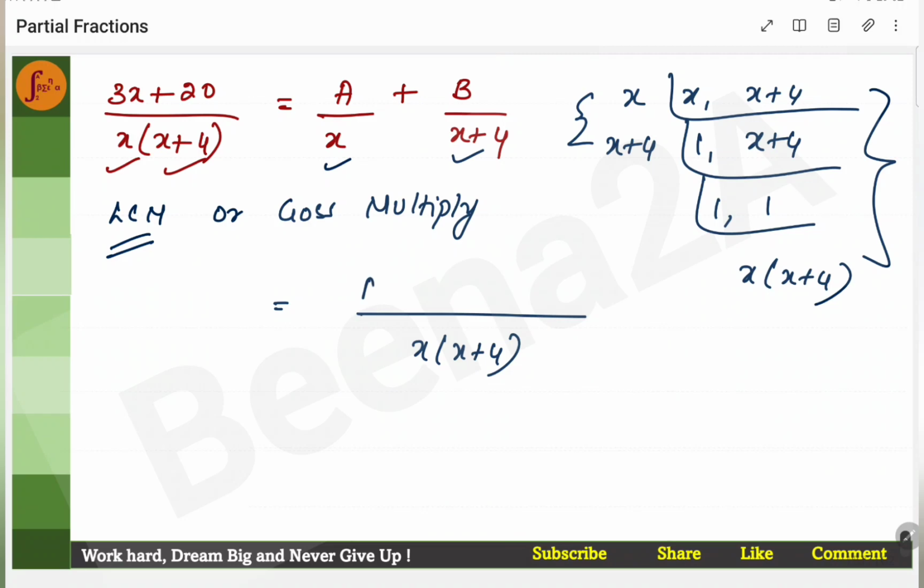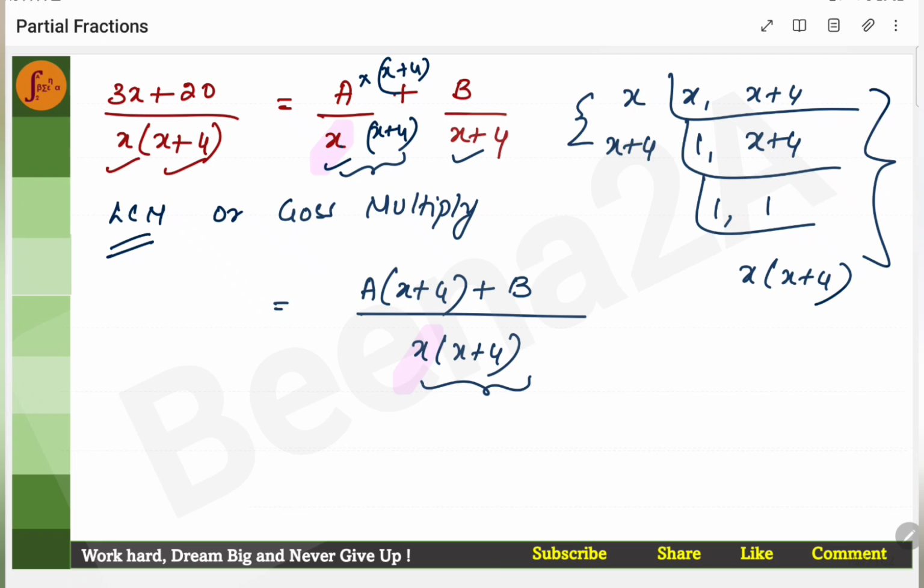What should I multiply with A so that I get an LCM? Now I should multiply x with something so that I get the LCM. X is already here, right? Now I should get this x into x plus 4. So if I multiply x into x plus 4, this will be same as this LCM, right? Correct? But I have to multiply A with x plus 4, numerator. So A with x plus 4.